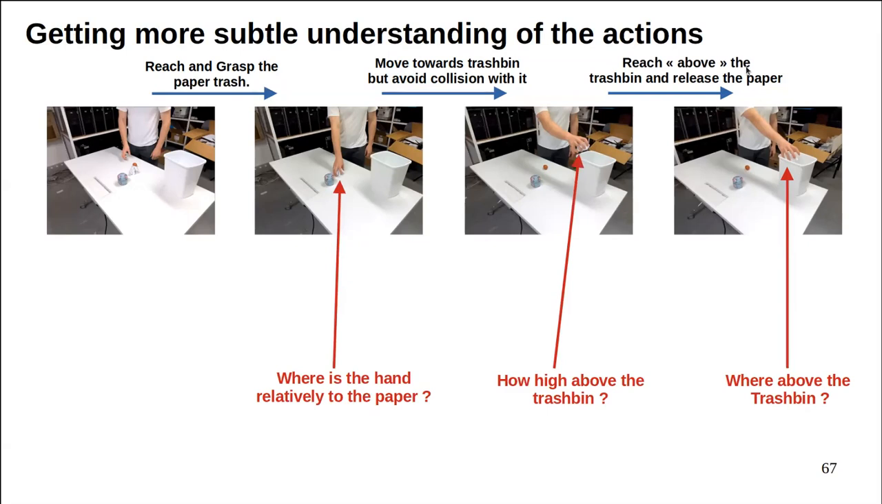We would like to understand exactly how the operator is grasping the paper, with which position and how. We would like to understand how high the operator is moving above the trash bin to release the paper, to avoid collision. And we would like to understand where exactly the operator is throwing the paper inside the trash bin.